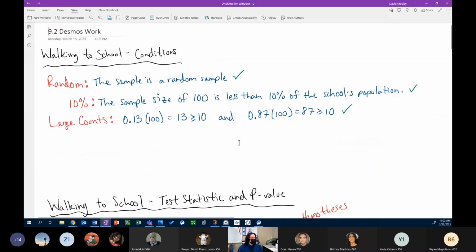Too much. There we go. So here are the checks, so to say.